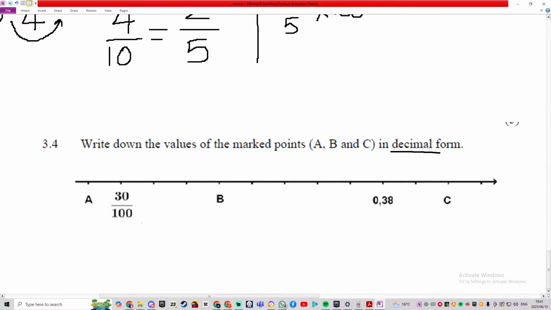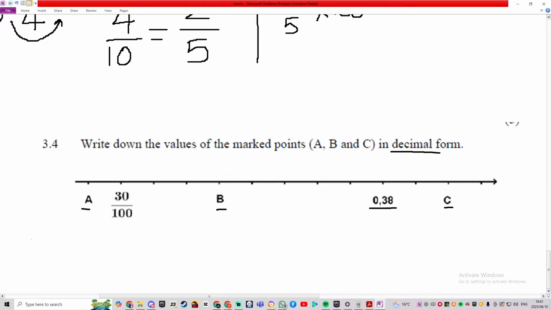Now, write down the values of the marked points A, B, C. I'll zoom in more now, in decimal form. Now, we all have rulers, so we should know how this works. So the problem here now is 30 over 100. Let us rewrite this 30 over 100 to a decimal form, because this is in decimal. B and C need to be in decimal form as well.